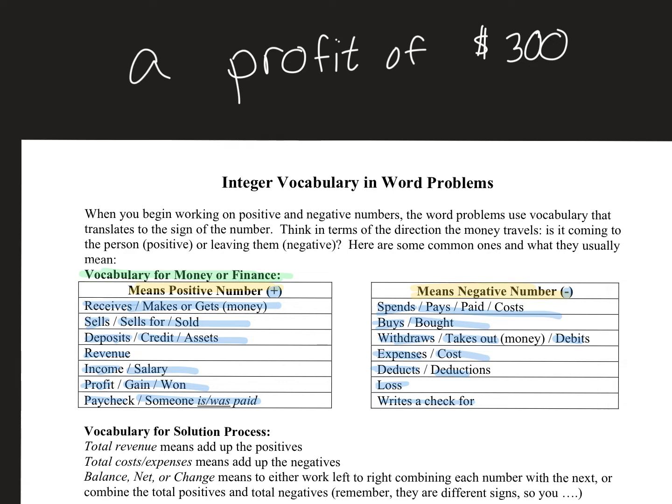All right, folks, so this particular problem was asking for a profit of $300. And you see the word profit is right down here under the list of words we use to represent positive numbers. So this is going to be represented by a positive 300. But typically when it's a positive number, we don't write that positive in the front. So just type into your Google form 300.